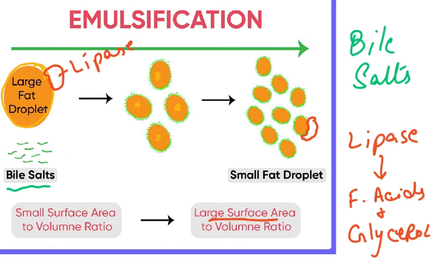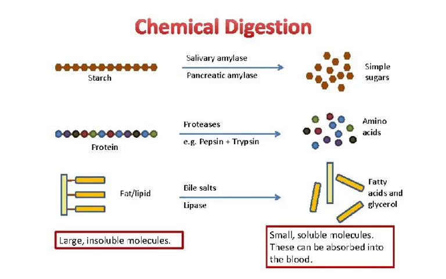So in order to facilitate that, we have the bile salts which are going to emulsify the large fat droplets into small fat droplets. Here we have a small surface area to volume ratio. Here we have a large surface area to volume ratio. And now another very beautiful diagram to show you the starch into simple sugars, the proteins into amino acids, and then the bile salts and the lipase, which converts the fats into fatty acids. You can see here the glycerol, and then you can see the three fatty acids. I remember there was a question on this as well.